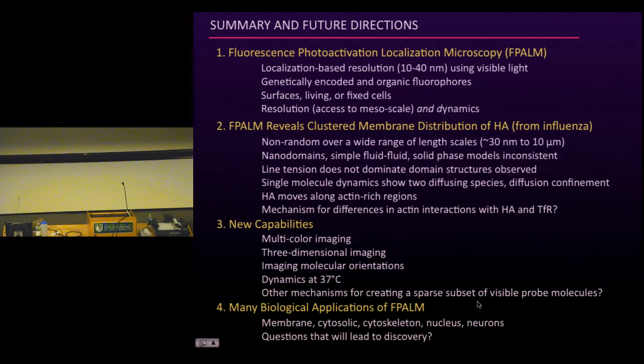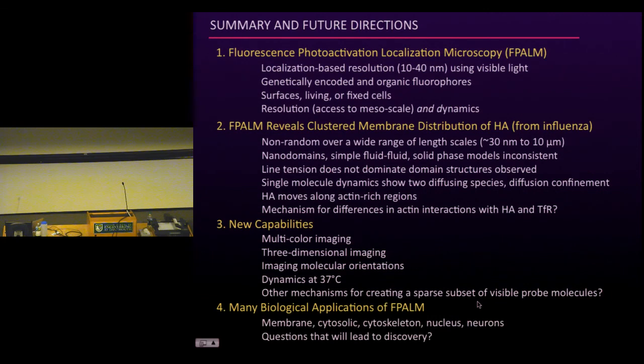We were able to develop multicolor versions and three-dimensional imaging versions of FPALM, as well as an anisotropy-based method, which I'm happy to talk about if anybody's interested, that can give you some information about the orientation of the label. And if you can attach the label in a well-defined way to the molecule of interest, you can image the orientation of your molecule of interest. We could do this at physiological temperature, which gives us good relevance for a lot of cell biological processes.